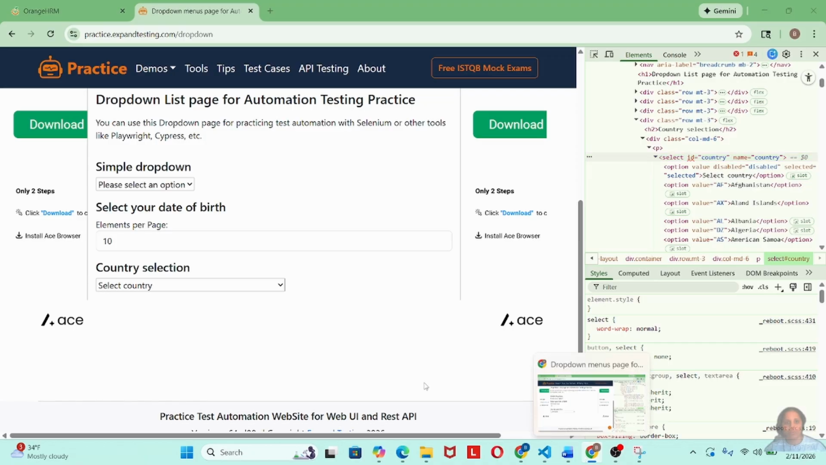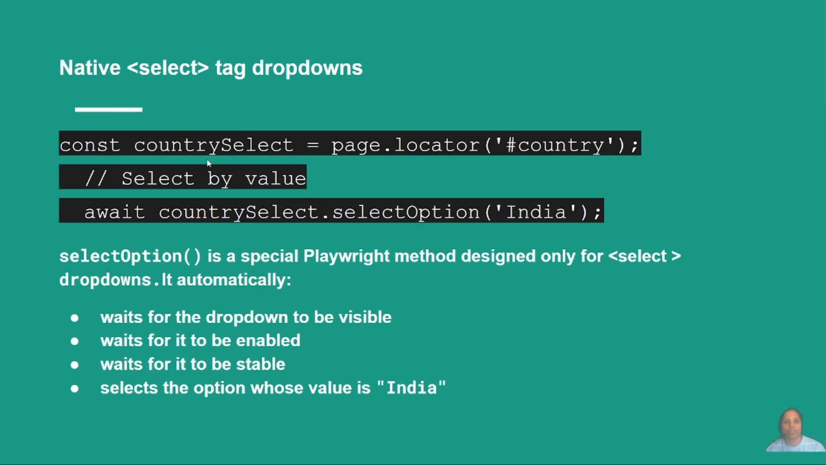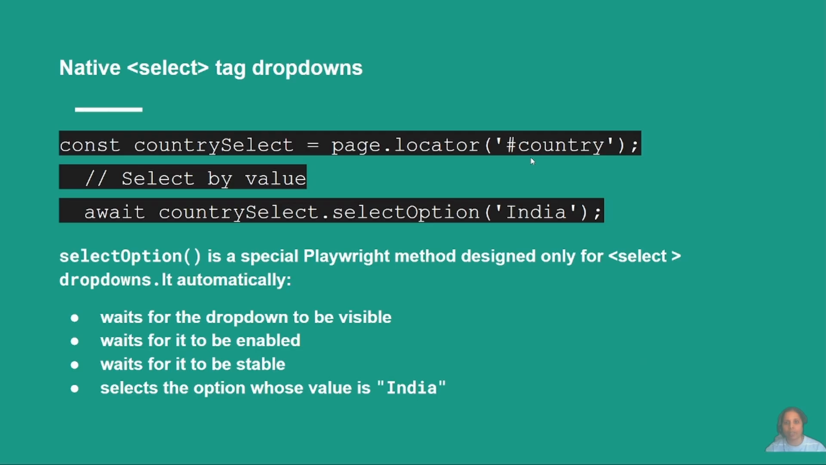So here in Playwright, we will store it like country select, page dot locator. Country is the ID for this particular locator, so we are giving hash country using the CSS locator. I'm giving hash country in page dot locator, and we are storing it in this const country select.